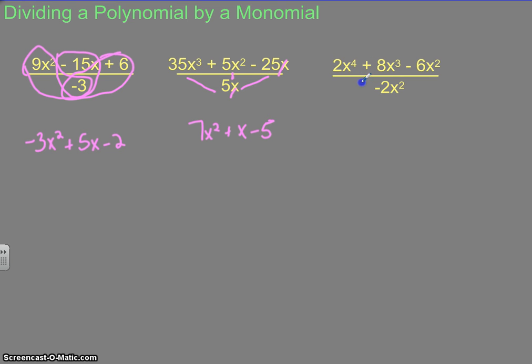I'm looking at this one right here. 2 divided by negative 2 is negative 1. I'm going to have a negative. x^4 divided by x^2 is just x^2. 4 minus 2 is 2, x^2. I'm going to do this. 8 divided by negative 2 is negative 4. x^3 divided by x^2 is just x^1, or just x. Now here, negative 6 divided by negative 2 is positive 3, so it's plus 3. x^2 cancels with this, and we get nothing for the x's. They cancel out. It becomes 1. So negative x^2 minus 4x plus 3.